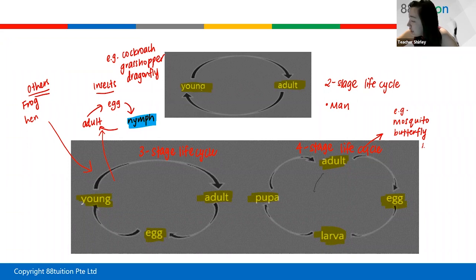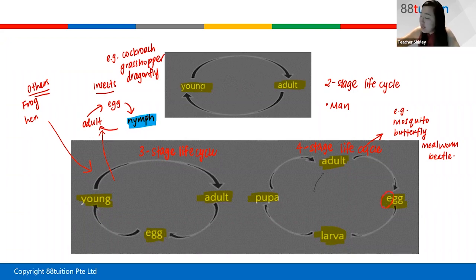Then eventually it turns into an adult butterfly. Another example will be your mealworm beetle. Right? Mealworm beetle. Okay. So how do we remember? I taught my students a way. You go by alphabetical order.